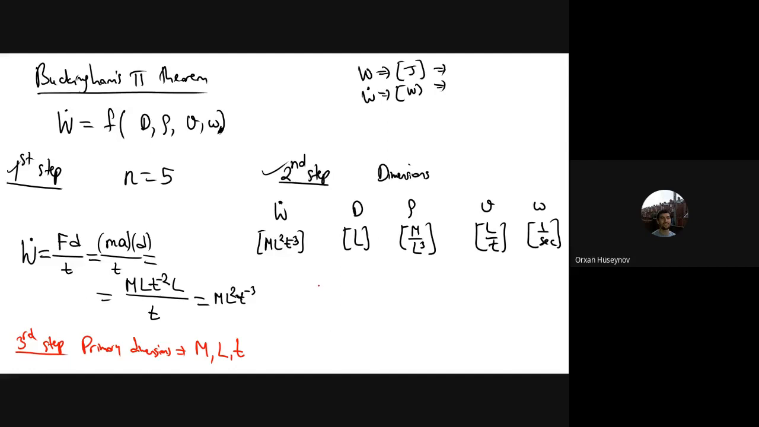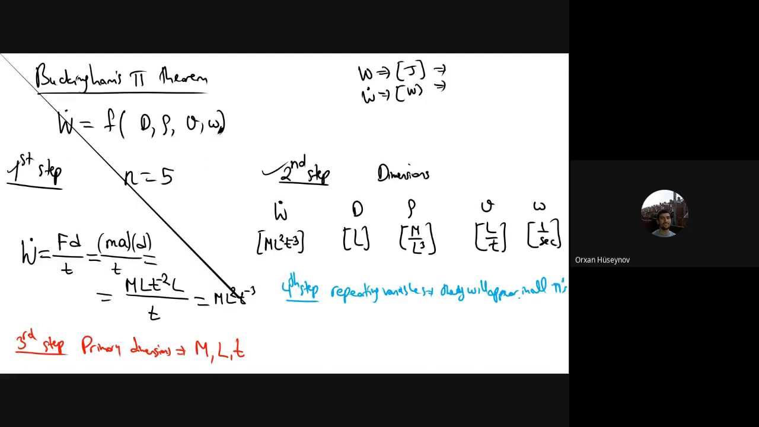And the fourth step, the next step, is that you have to select the repeating variables. If you remember from the past lecture, the repeating variables are the variables that will appear in each of your dimensionless variables. These variables will appear in all pi's. The pi's that you generate, for example pi 1, pi 2, pi 3, in all of them you will have these repeating variables. That's all. Then let's find these repeating variables.